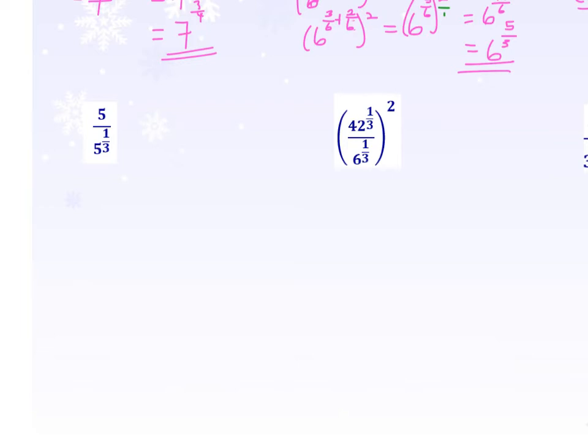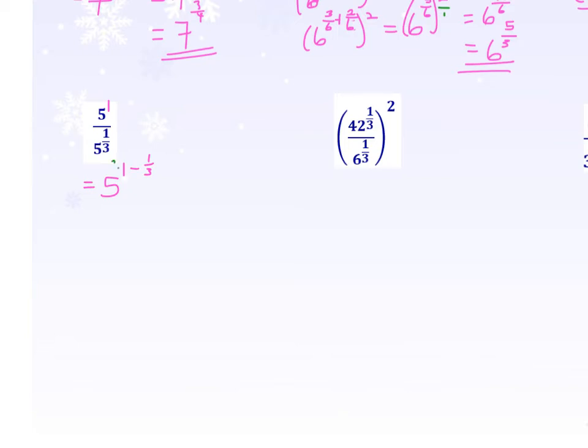5 divided by 5 to the 1/3 power. Now we're dividing like bases. By definition, we subtract exponents. In the numerator, that plain base of 5 is technically 5 to the 1st power. If we subtract exponents, the rule is numerator minus denominator for exponents. A common denominator would just be 3.